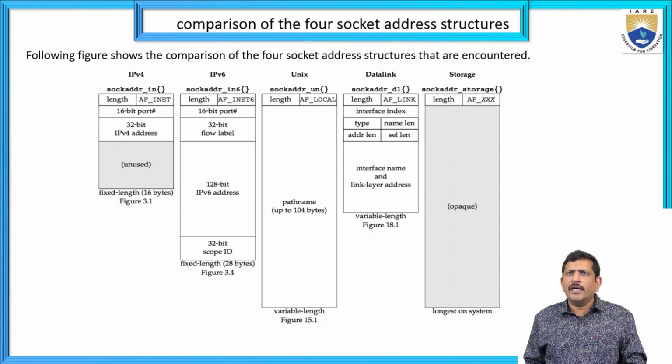So this is the comparison of the four socket address structures: IPv4, IPv6, Unix, and data link. These are the comparison of the four socket address structures.